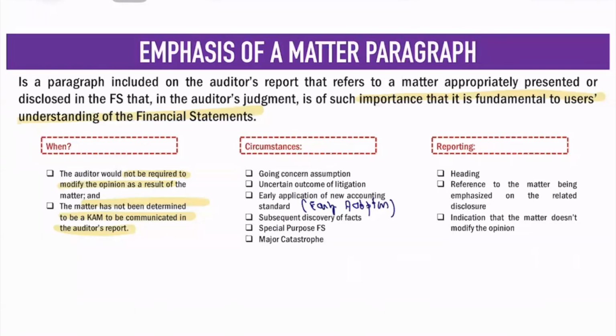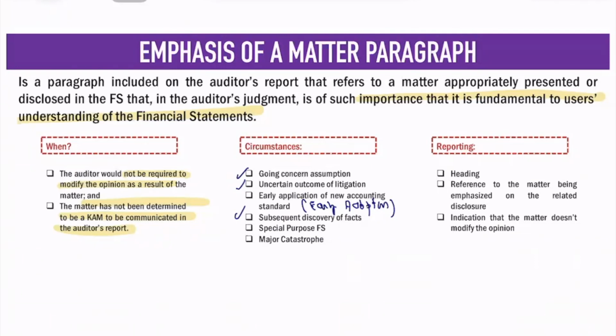Also, subsequent discovery of facts, if after the date of the auditor's report, you know about significant facts after the opinion was already issued, then you can provide a new or amended auditor's report. And in that new or amended auditor's report, you provide now an emphasis of a matter paragraph. Actually, these items were already discussed in your audit completion, if you still remember. Next, if the FS is considered special purpose financial statement, then you can provide an emphasis of a matter paragraph that it is really a special purpose financial statement.